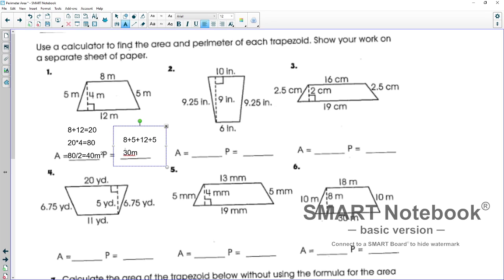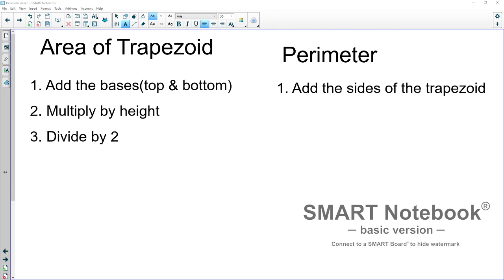All right, that's basically it for this lesson. Just remember, area of trapezoid, add the bases, multiply the height, divide by 2. Perimeter, add all sides of the trapezoid.